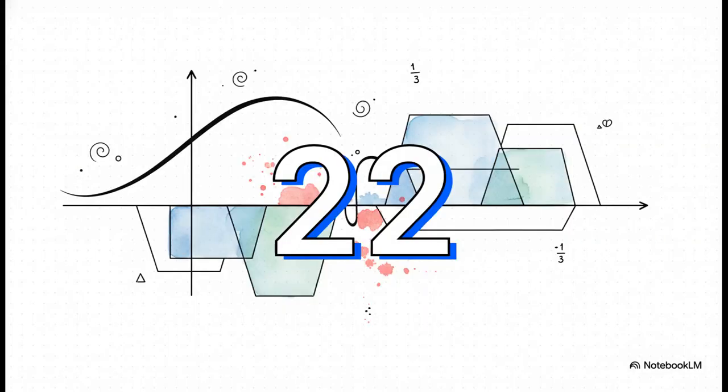And when you crunch the numbers, you get an approximate area of 22. Now, the actual exact answer is 21 1/3. So we're really close. Our error is less than 1. Honestly, not bad at all for just chopping it up into 4 simple trapezoids.